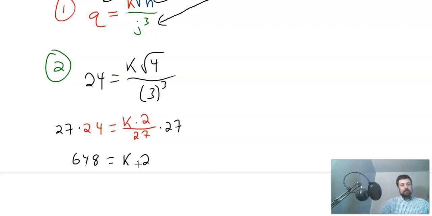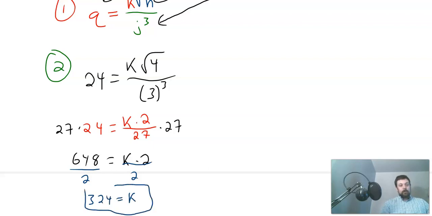Equals k times 2, and then to get k by itself, you're going to divide by 2. So divide that by 2, and we get 324. So k is equal to 324.